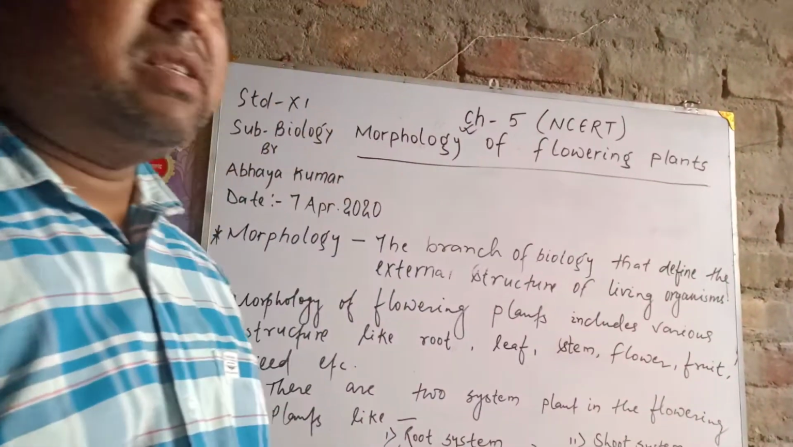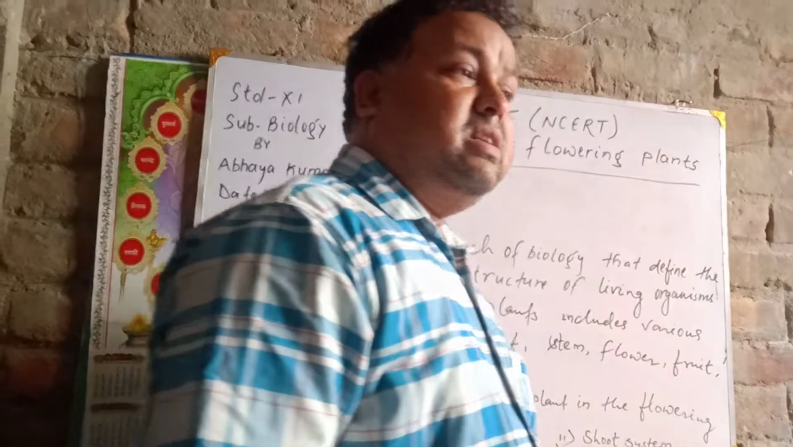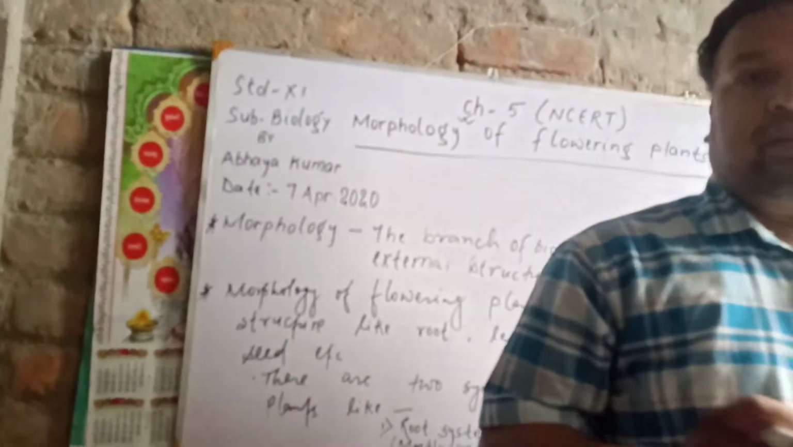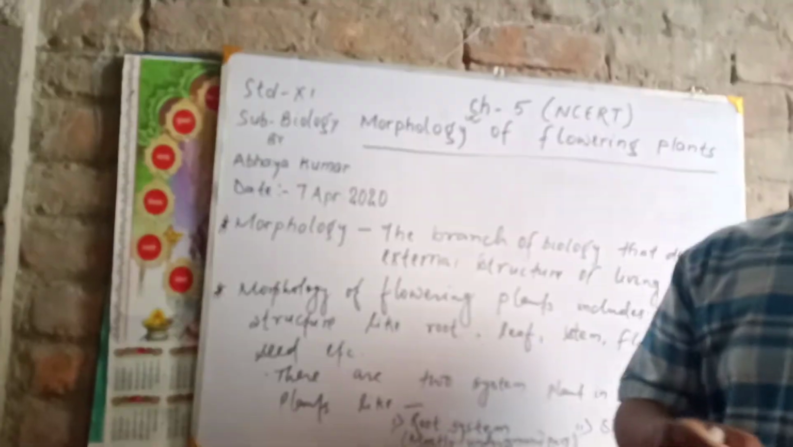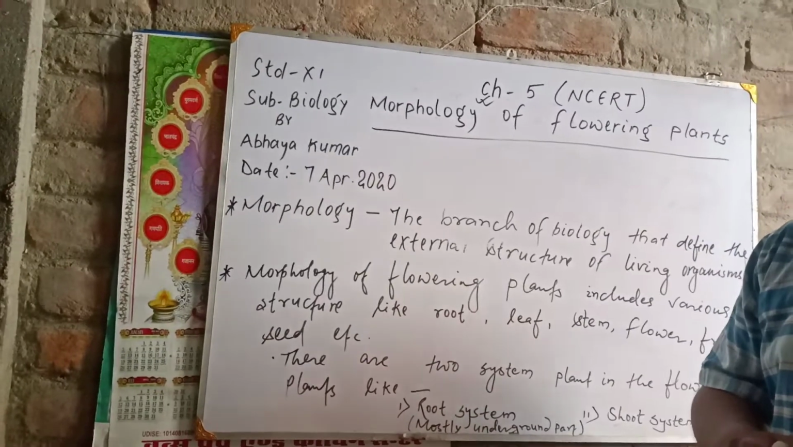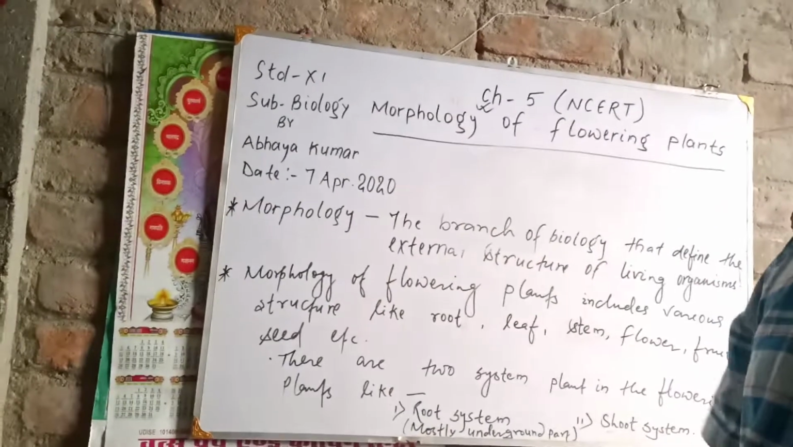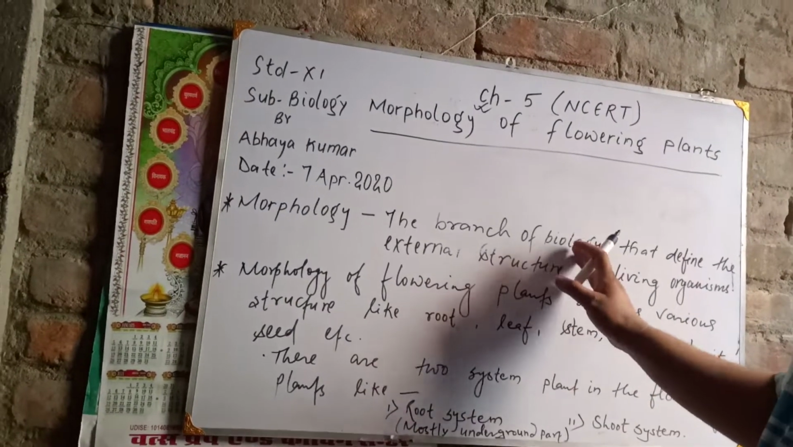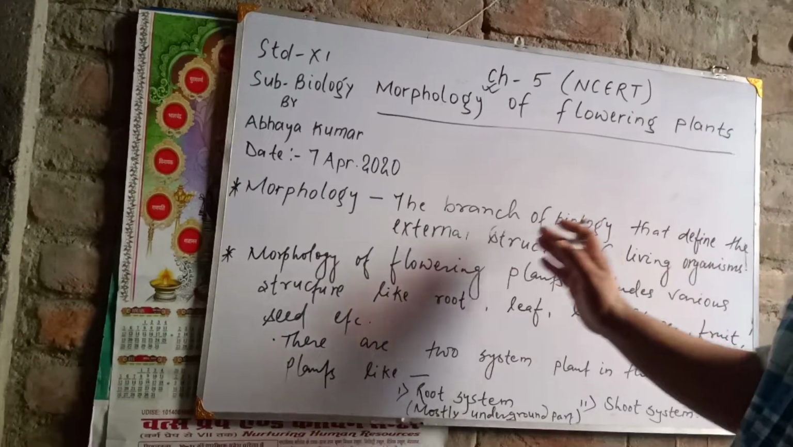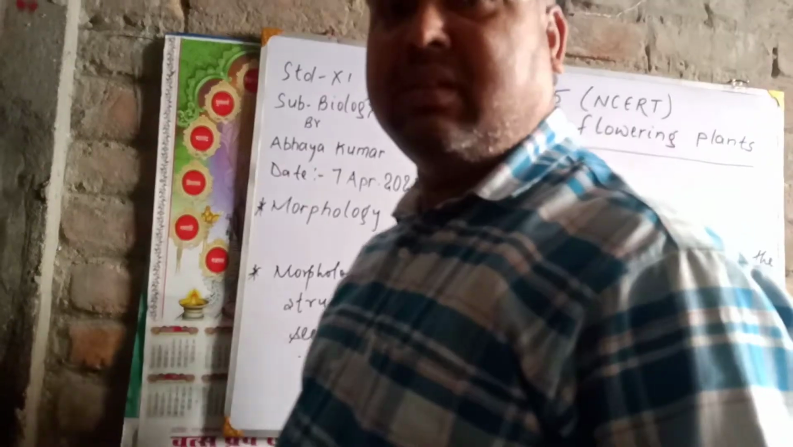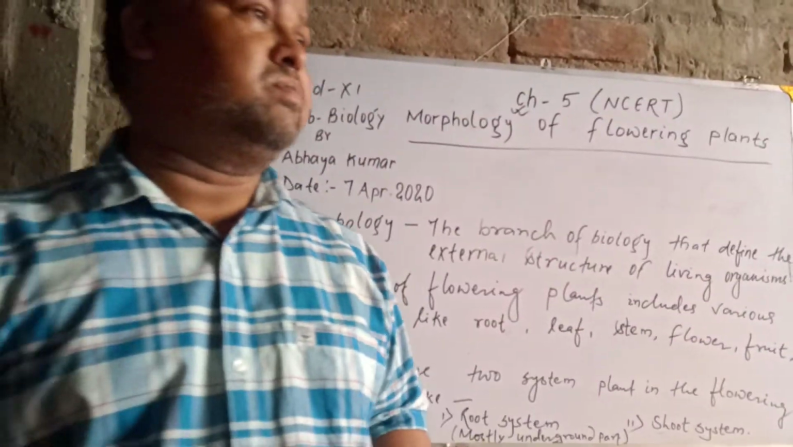So flowering plants are those plants that provide flower, that bear flower. Morphology stands for that branch of biology that defines the external structure of the living organism.